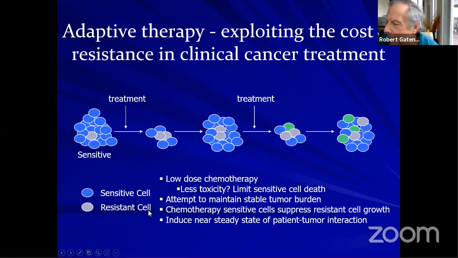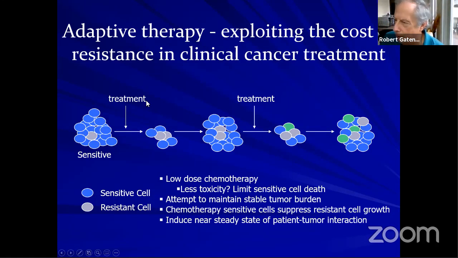therapy. If you just follow this line left to right, you start with a population of cancer cells. Most of them are sensitive, but a few are resistant, and you give therapy. Here, instead of giving maximum tolerated dose, where you want to kill as many cancer cells as possible, you only give enough therapy to somewhat reduce the population of sensitive cells, but you deliberately leave some of them behind, and then you withdraw therapy.